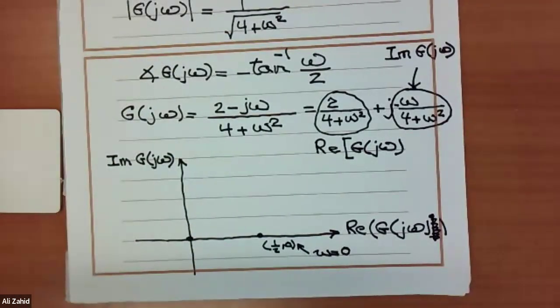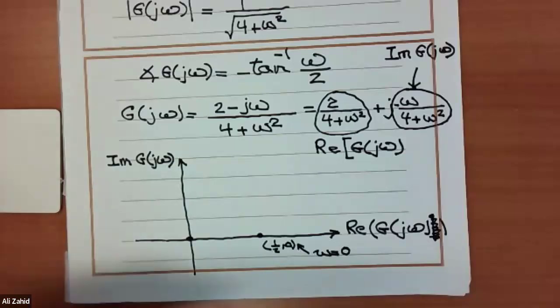Yes. Makes sense. Now, imagine it. Tell me, is it positive or negative? It's always negative. For omega from 0 to infinity, it's always negative. And what about from negative infinity to 0? Then it's always positive.